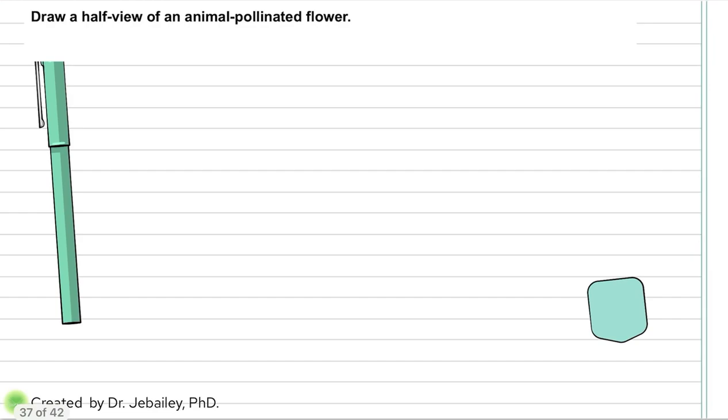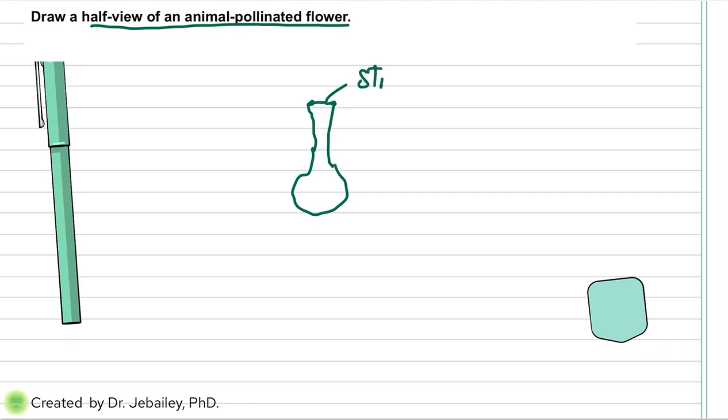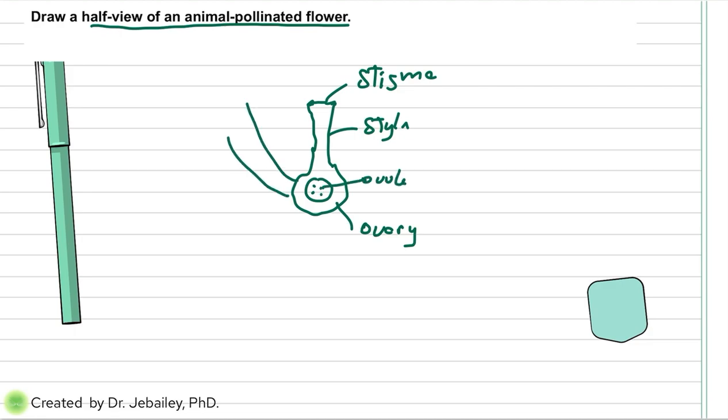Next, draw a half view of an animal-pollinated flower. Again, you can start with the stigma with the style, and then the ovary. So you can have here the stigma, the style. This is the ovary. Make sure you label them well. And then you can have here the ovule if you want. And then you have a line coming out here, and you can say that this is the filament. And this is the anther.